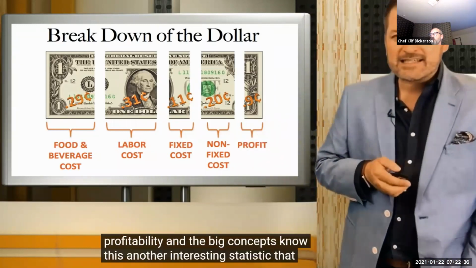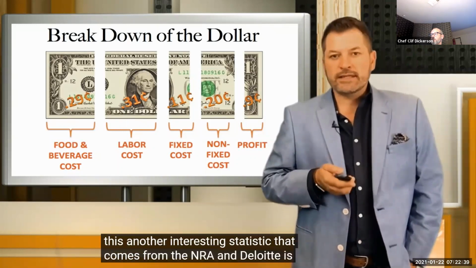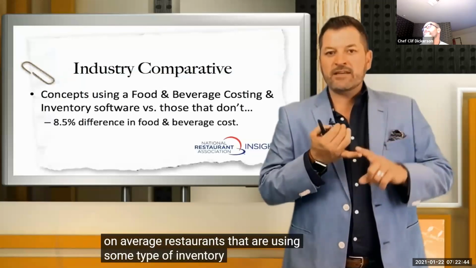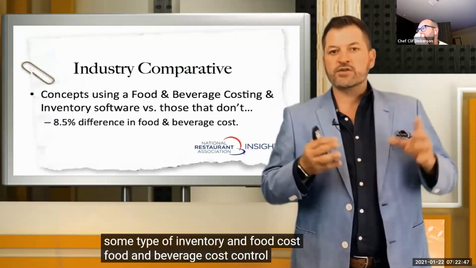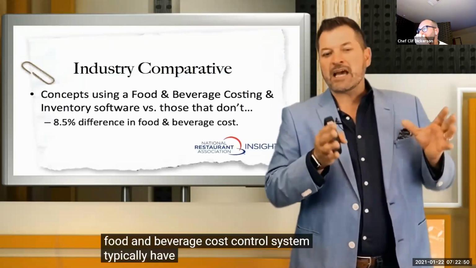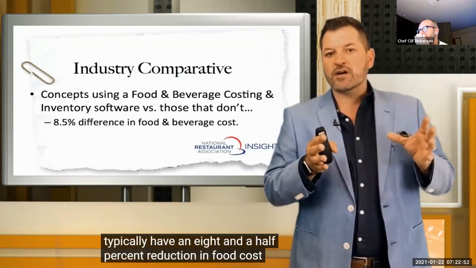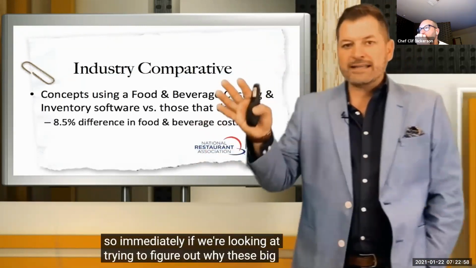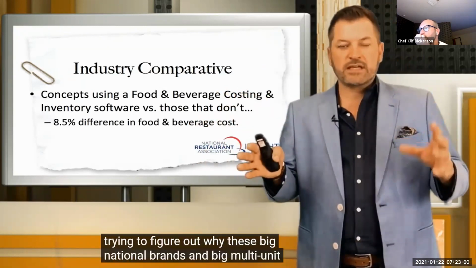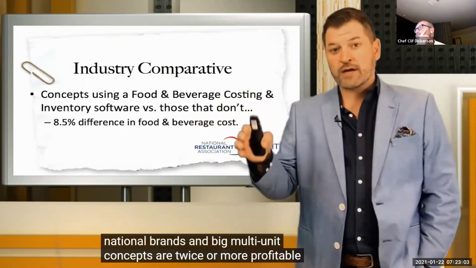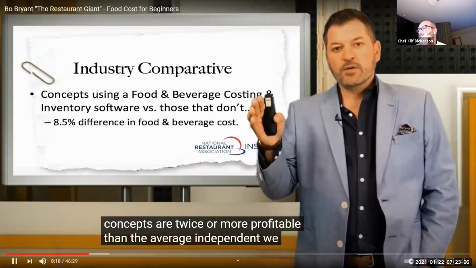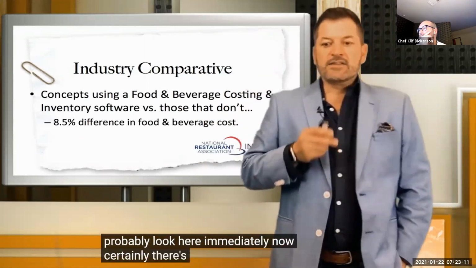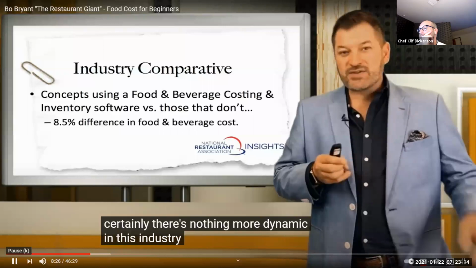Another interesting statistic that comes from the NRA and Deloitte is that on average, restaurants that are using some type of inventory and food and beverage cost control system typically have an 8.5% reduction in food cost over those who don't. So immediately, if we're looking at trying to figure out why these big national brands and big multi-unit concepts are twice or more profitable than the average independent, we could probably look here immediately.